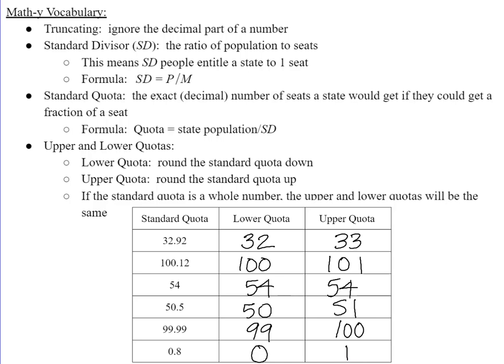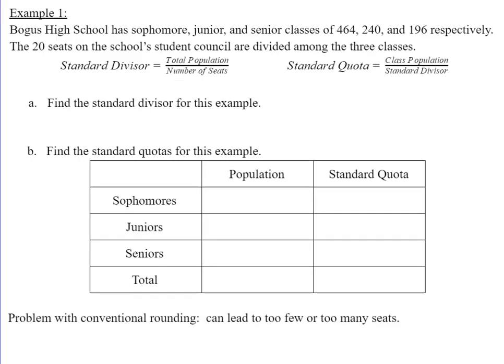Now, let's look at a longer example. Bogus High School has sophomore, junior, and senior classes of 464, 240, and 196 respectively. Respectively means that there are 464 sophomores, 240 juniors, and 196 seniors. There are 20 seats on the school's student council, and they are divided among the 3 classes based on the population. So we have a reminder of our 2 formulas here. For the standard divisor, you take the total population of the school and divide by the number of seats. So that's the first thing we want to find, is our standard divisor.